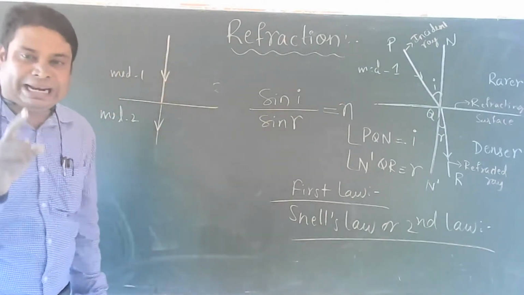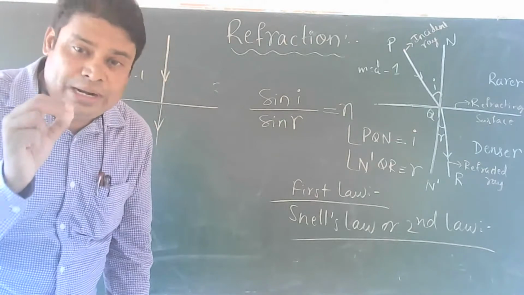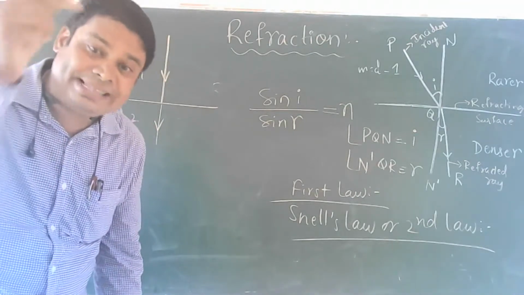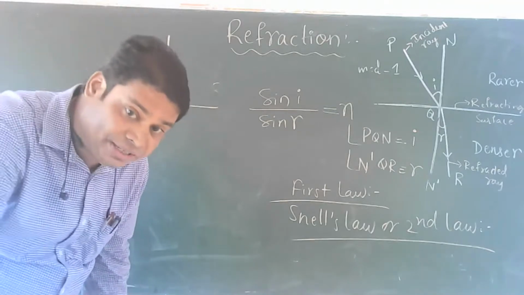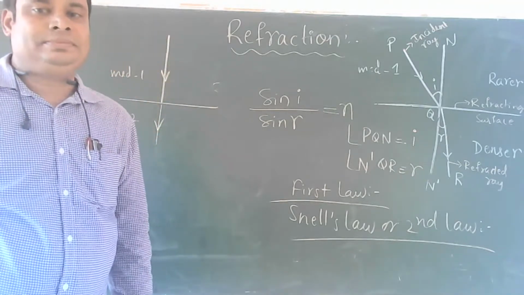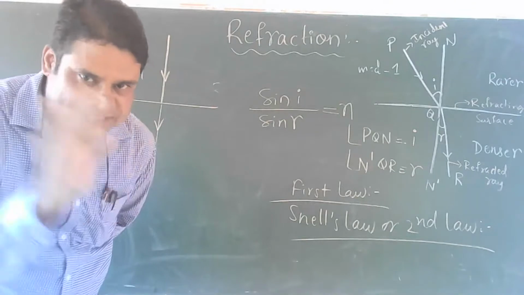Then your light will travel into the second medium, maybe denser or rarer, without any deviation. One more question, what do you mean by deviation? Let us discuss.